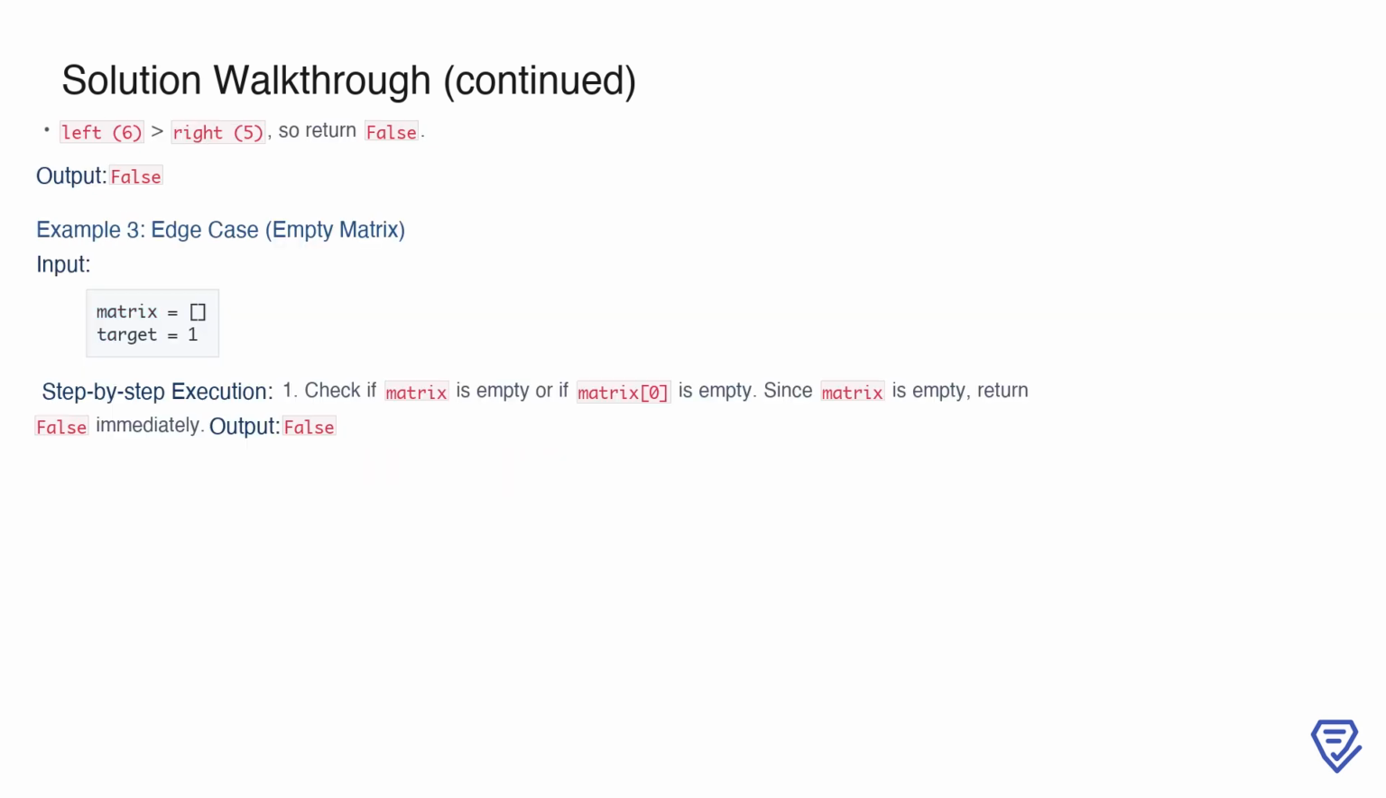At this point, we reach the exit condition where left equals 6 is greater than right equals 5. This indicates that the target value is not present in the matrix, so we return false. Lastly, let's consider the edge case where the input matrix is empty. Since there are no elements to search, we immediately return false without performing any further computations. This ensures that our solution handles all possible input scenarios effectively and efficiently.